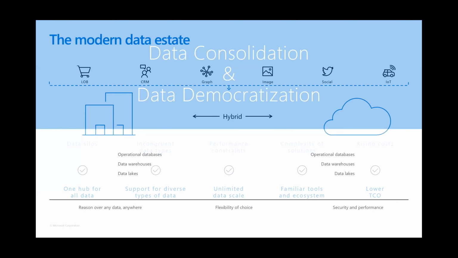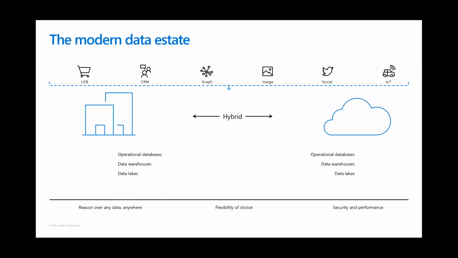So when we looked at our customers' data estate in the last decade, the data space has been split between data being built on premises: operational databases built on premises, data warehouses built on premises, data lakes built on premises. Data lakes on premises were there to capture the unstructured data which was coming to businesses from the last decade.